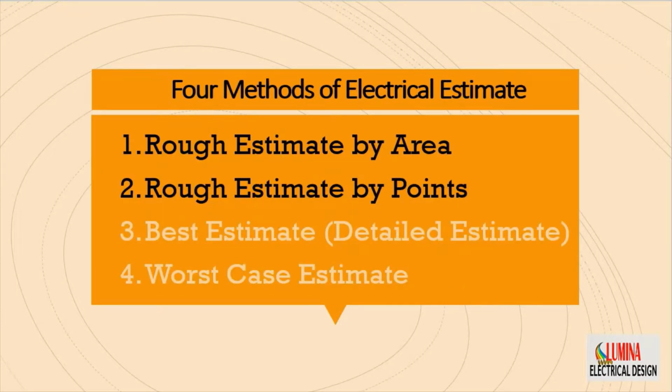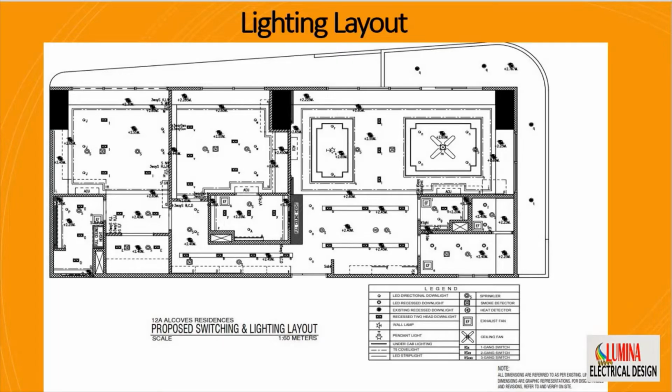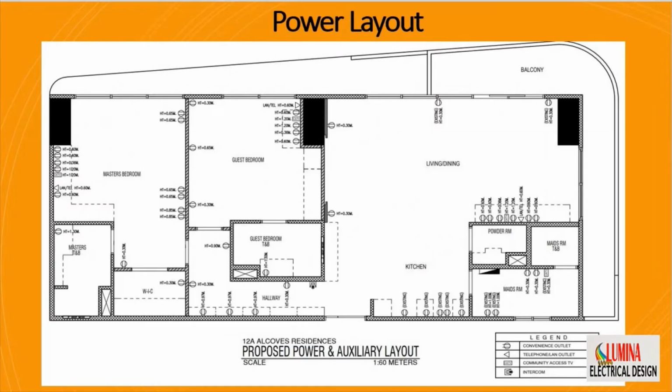There are four methods of electrical estimate. First is the rough estimate by area. Second is the rough estimate by points. Third is the best estimate or detailed estimate. And lastly, the worst case estimate. But in this example, I will only discuss the rough estimate by area and by points. We have a drawing from an architect, a lighting layout, and a power layout.